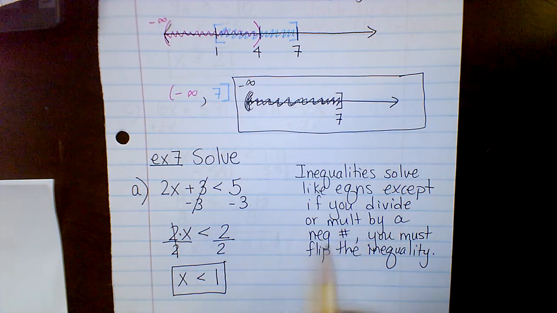Subtracting a number does not flip the direction. It's only in this last step, when you divide, that if you have to divide by a negative, then you flip the inequality.